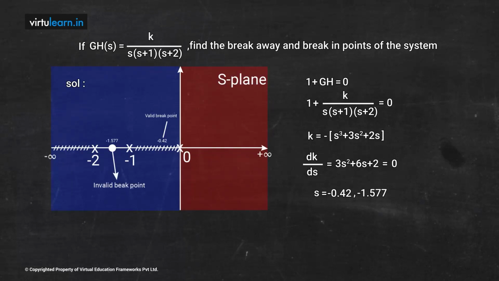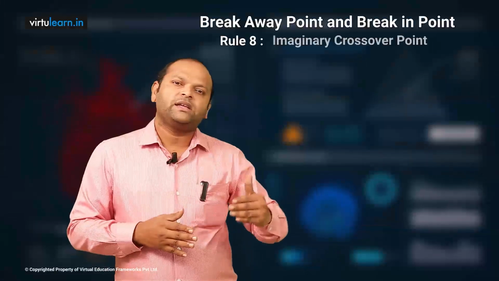So what I can say is, you take the open loop transfer function and write 1 + G(s)H(s) = 0, the characteristic equation, and K = f(s), then you write dK/ds = 0 and solve for s. The roots may be all invalid, all valid, or some valid and some invalid. All possibilities are there for the roots of dK/ds to have valid breakpoints.